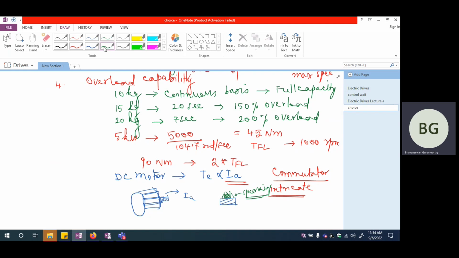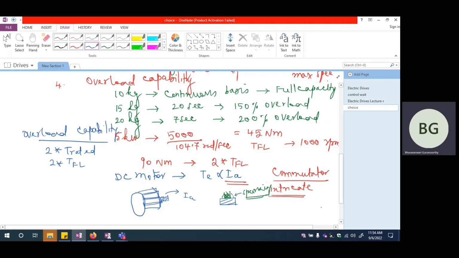So generally, the overload capability of a DC machine at the most is 2 times the rated torque or 2 times the full load torque at the most, nothing more than that. Even this is generally the outer limit as far as the DC machine is concerned.